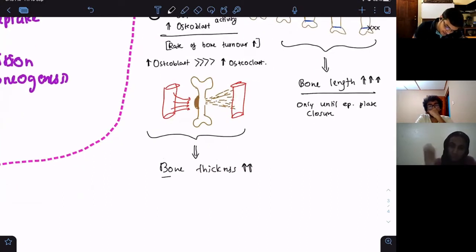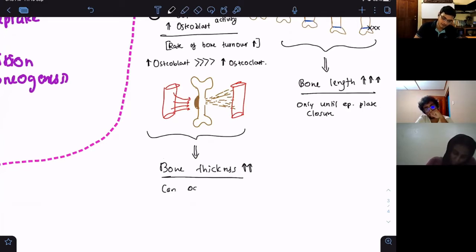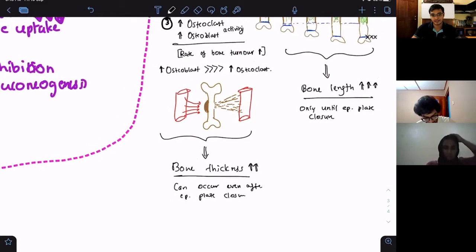But this activity, guys, this osteoblast and osteoclast activity, this can happen even after epiphyseal plate closure, right? Depending on the conditions, it can occur even after epiphyseal plate closure. Okay, did everyone understand this?